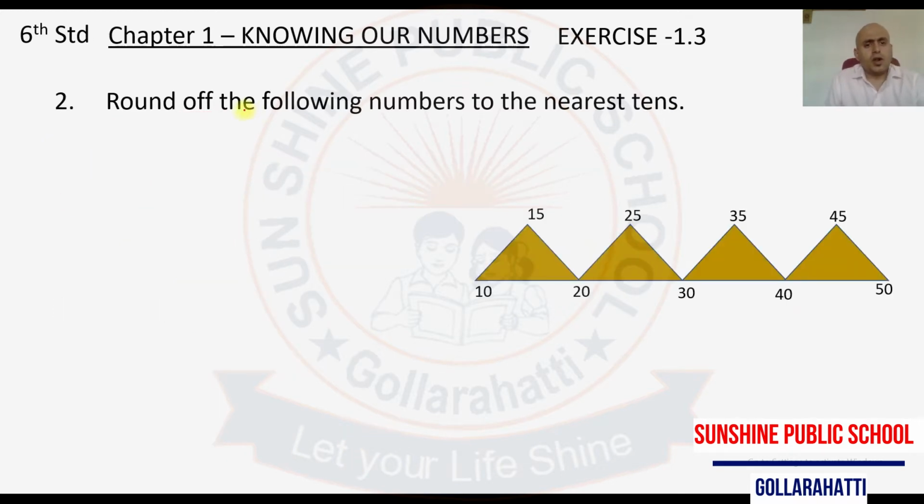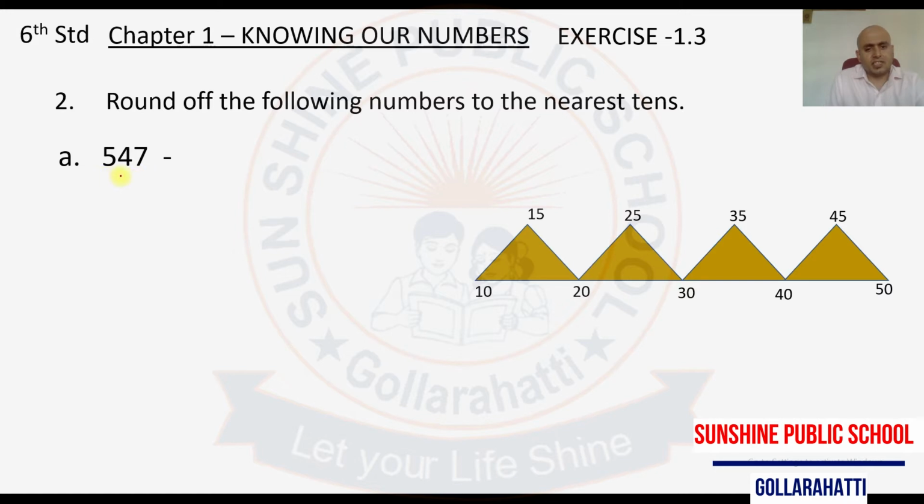The second question: round off the following numbers to the nearest tens. In the last question we rounded off to the nearest hundred, and in this question we are going to round to the nearest tens. Let us see the number. The first number is 547.